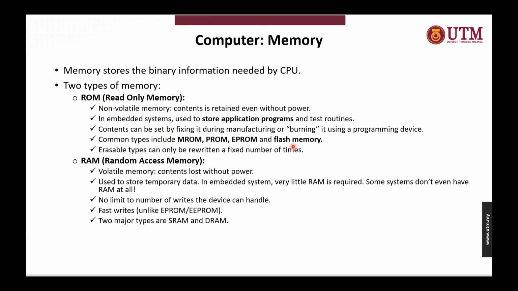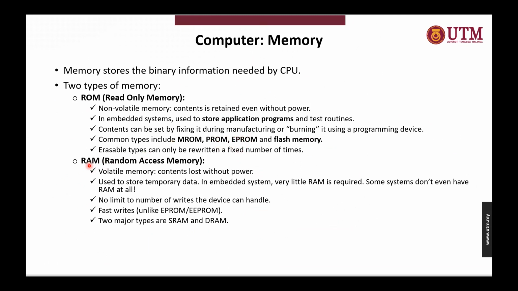There are a few types of ROM out there: the MROM, the mask ROM, PROM, programmable ROM, EEPROM, erasable PROM, and flash memory. And this erasable type can only be written a fixed number of times. Like PROM and EEPROM, the EEPROM can be rewritten a fixed number of times. Once you have written it multiple times, after that it will be corrupted.